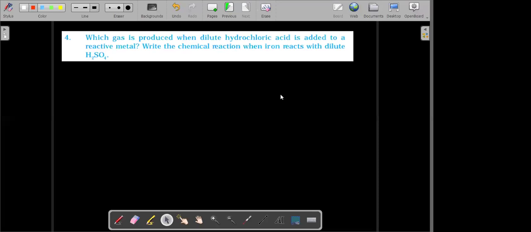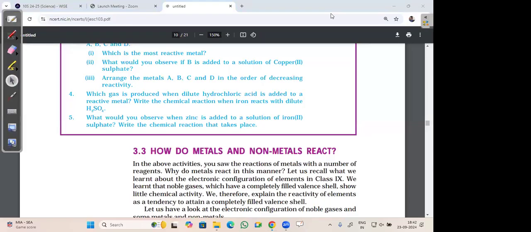Sir, the chloride of the metal and hydrogen. Very good. The chloride of the metal and hydrogen will be formed. Write the chemical reaction when iron reacts with dilute H2SO4. Sir, Fe plus H2SO4 gives FeSO4 plus H2. Okay, that's correct. Good.